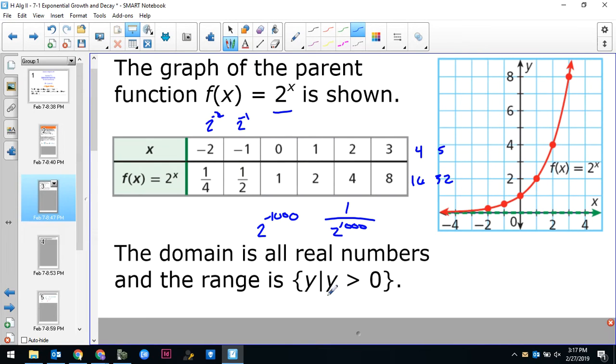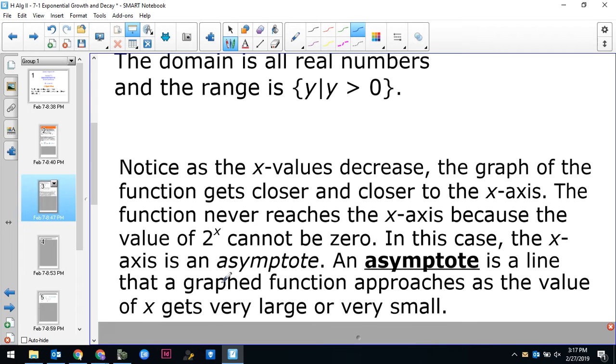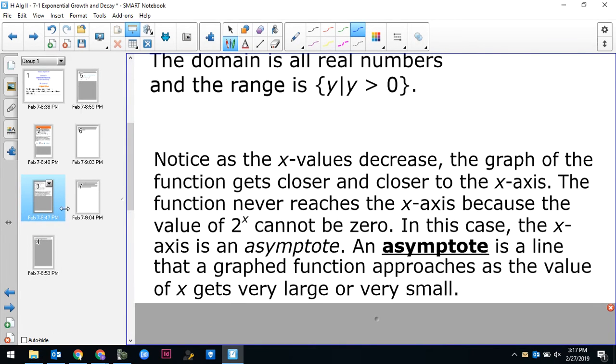So take a look at what's happening here. The range is actually all y such that y is greater than 0. Not equal to. Notice that there's not an or equal to here. It's just y is greater than 0. It's going to get closer and closer and closer to 0, but it's never actually going to touch 0. That idea is known as what's called an asymptote.